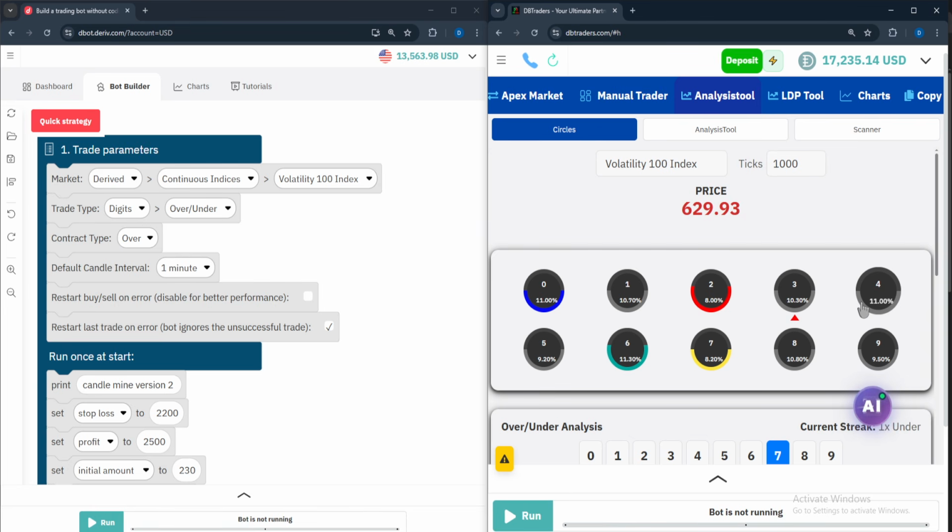But how do you leverage these analysis tools to trade over 7? Now, over 7 is a bit trickier and a bit more strict when it comes to this. So how do you trade over 7? First things first, we'll understand the basic conditions for over 7 so that we finalize with the analysis tool part.